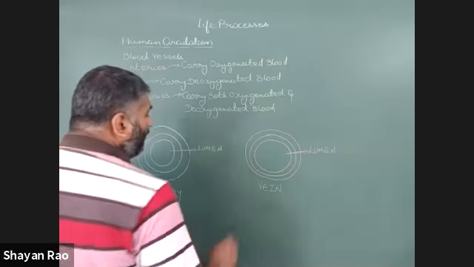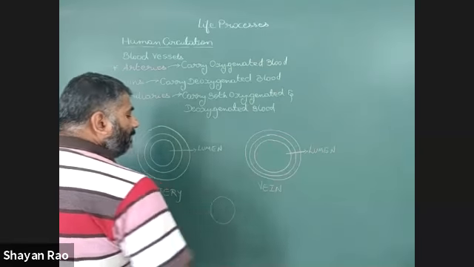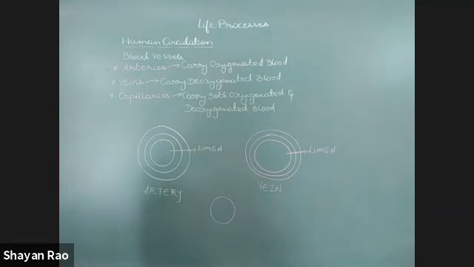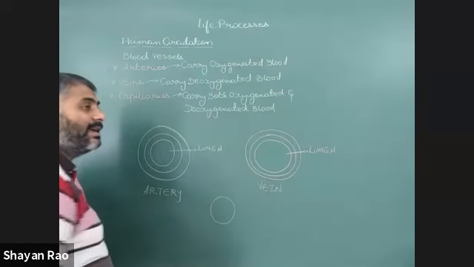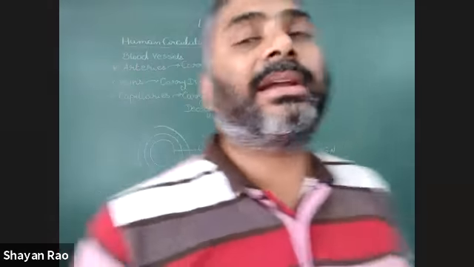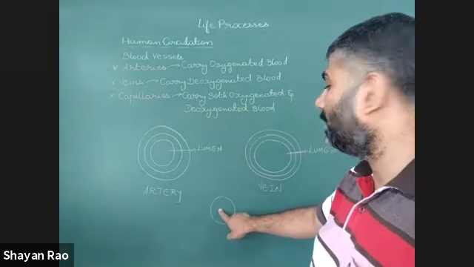Understood? Okay. Then lastly, we have only capillaries. Capillaries are considered to have a single wall. So they have only a single wall, and here the diffusion of gases can take place easily. As it is helping in diffusion of gases, the arteries will be connected to the capillaries.